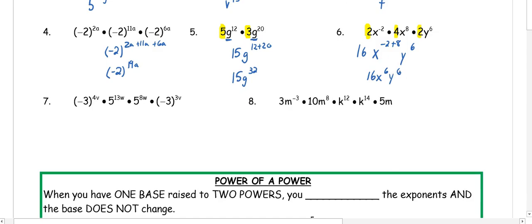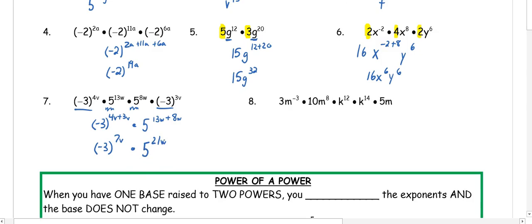Number 7, we have two different bases here. We have the negative 3. So we have parentheses negative 3, 4v plus 3v. And we have 5 that have exponents. So 5 to the 13w plus 8w. This time, 5 and negative 3 don't multiply together because they both have exponents with them. So we're just going to simplify the exponents by adding them. So we get negative 3 to the 7v times 5 to the 21w.